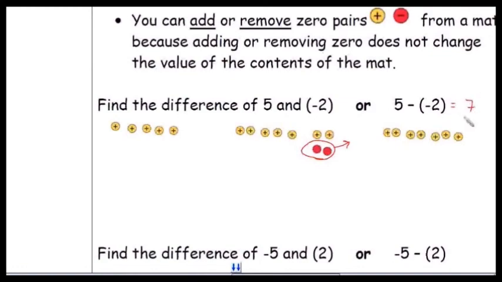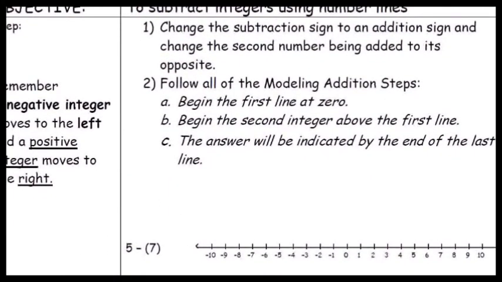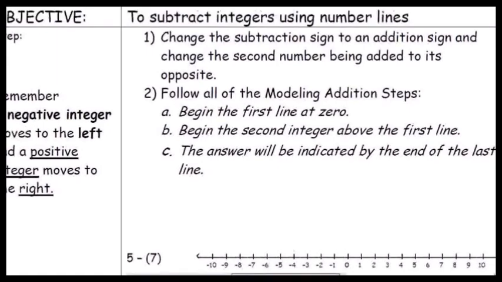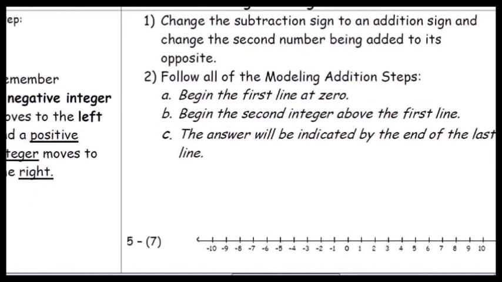Positive 7. Okay, now let's talk about how you do it with the number line. And the number line is actually a lot easier than the counters because you don't have to draw the counters 3 times. All you gotta do is draw an arrow for each one of these numbers. Kind of like we did whenever we modeled addition with number lines. Okay, if you need to go back and review that video, make sure you do that at this time because we are going to be talking about how to do this. So we want to subtract integers using number lines.